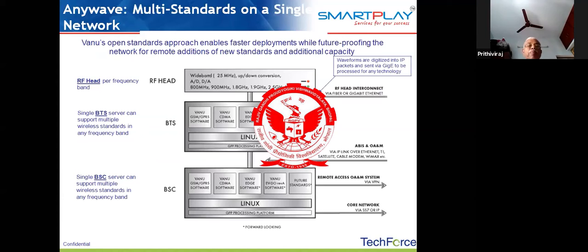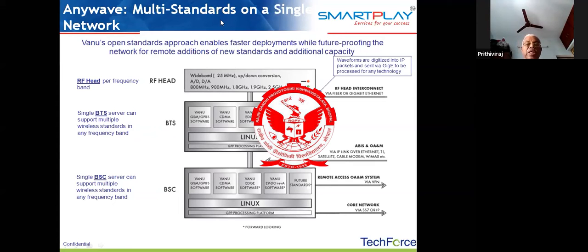So this is the Anywave multi-standard single network. So embracing VANU's open standard approach. So what does it do? It manifests itself in enabling faster deployments while future-proofing the network for remote additions of new standards and additional capacity.